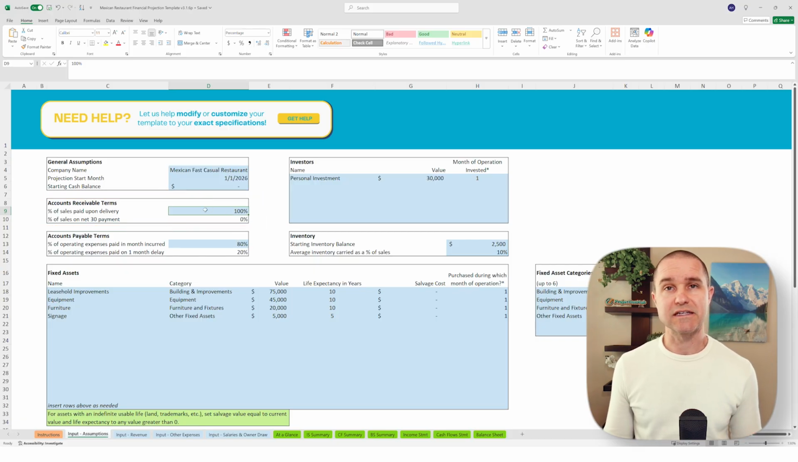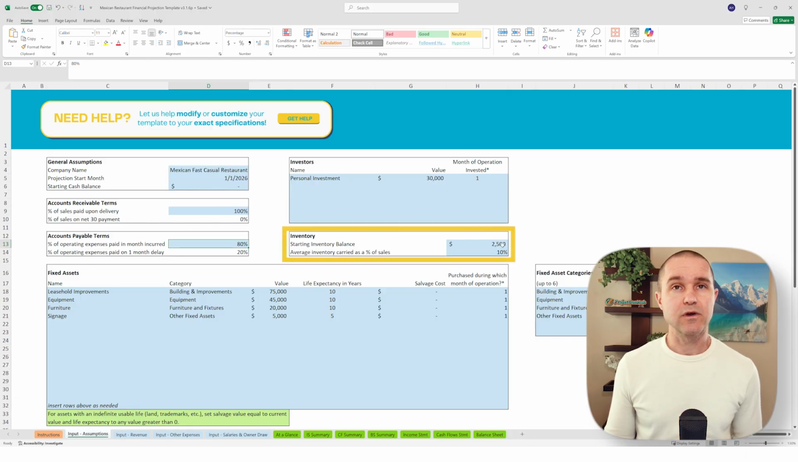You can just leave this as it is. The idea here is that you'd receive 100% of your sales in the month that you sell the product. So you'll get paid right away, basically. On the accounts payable terms, we're going to assume that you pay 80% of your bills in the month you incur the expense, 20% maybe you put on a credit card. So you might pay for fuel or you pay for supplies on a credit card, and then you have a month to actually repay that credit card balance.